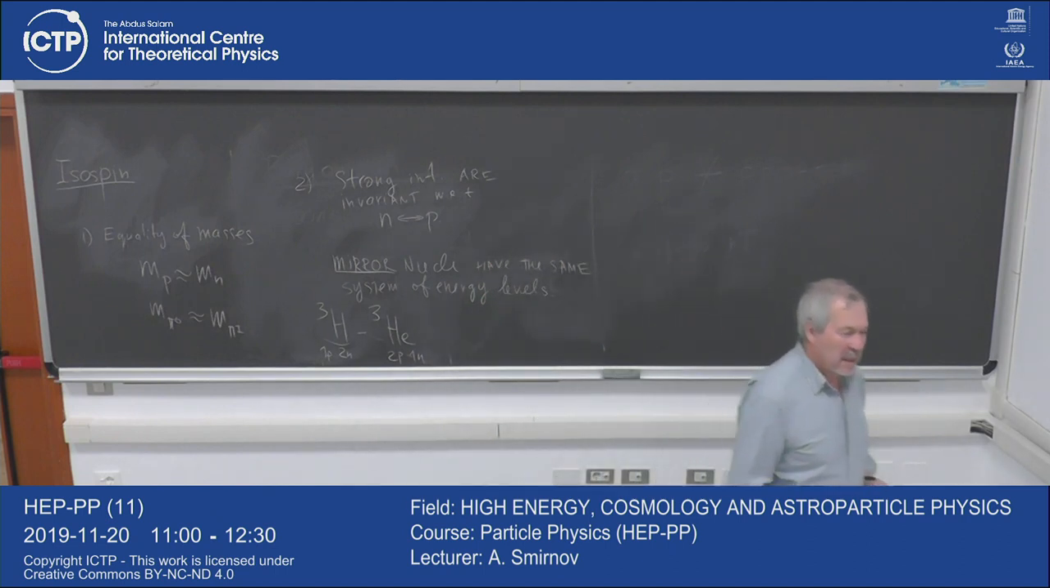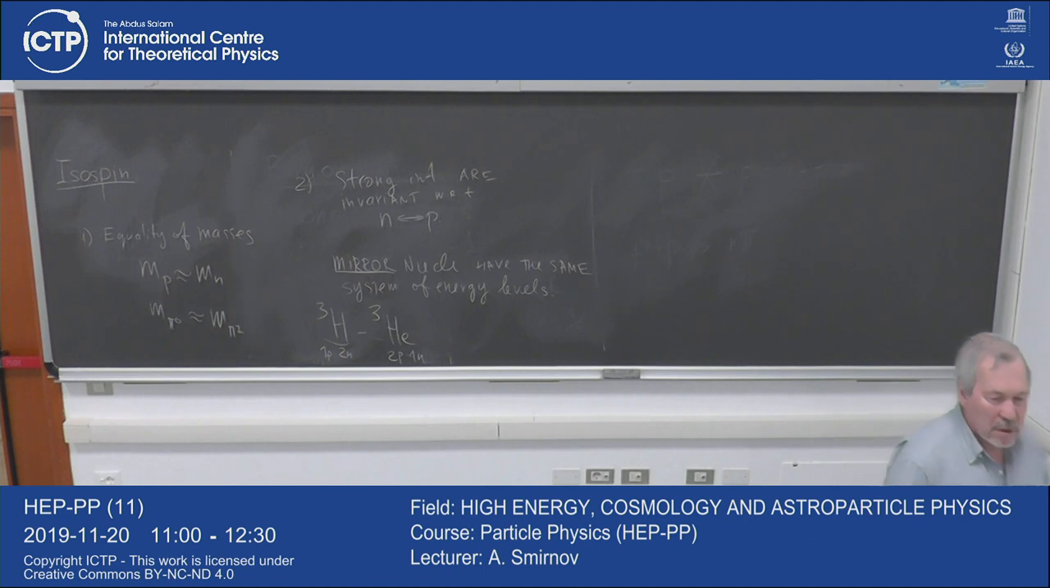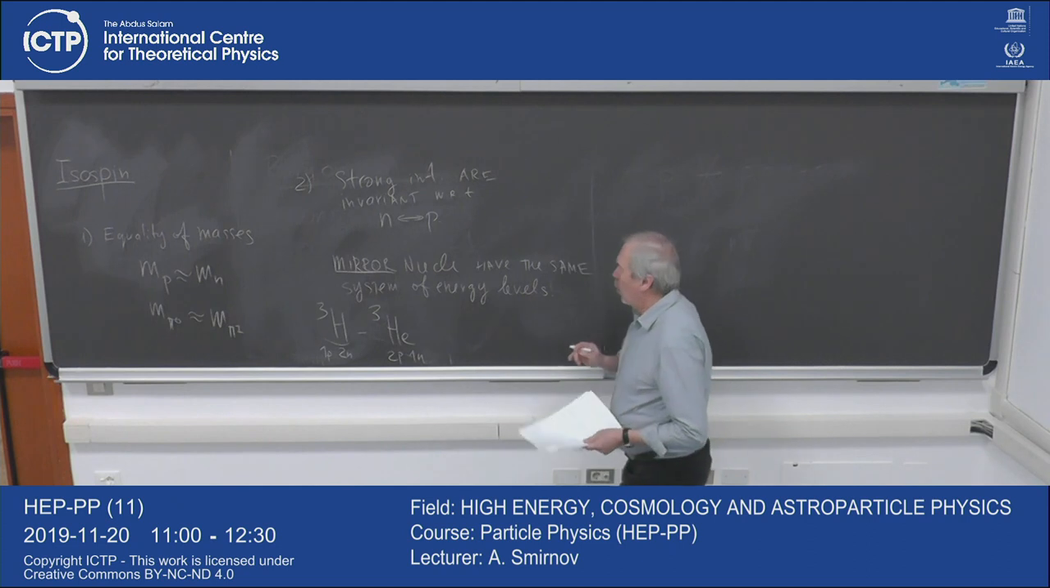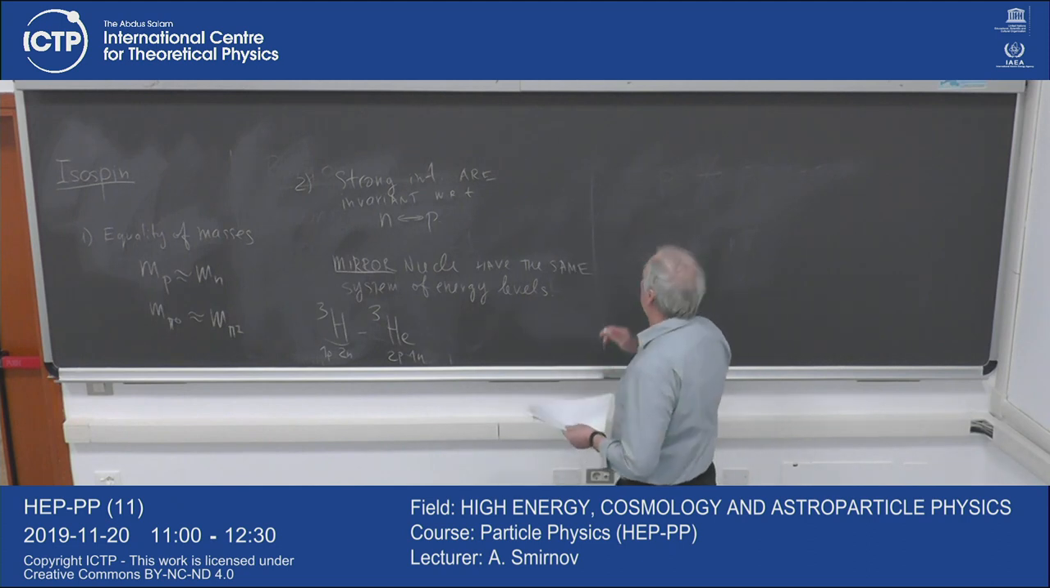So which means that some deviation from equality of energy levels can be explained by electromagnetic interactions. Here the energy levels, do we mean of the electron? No, this is nuclear energy, sorry, let me explain.